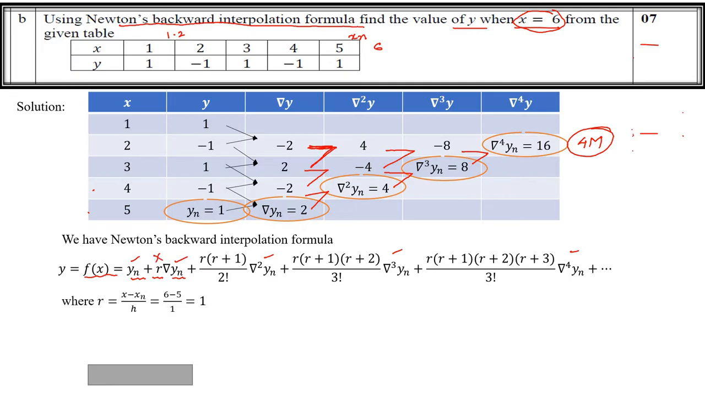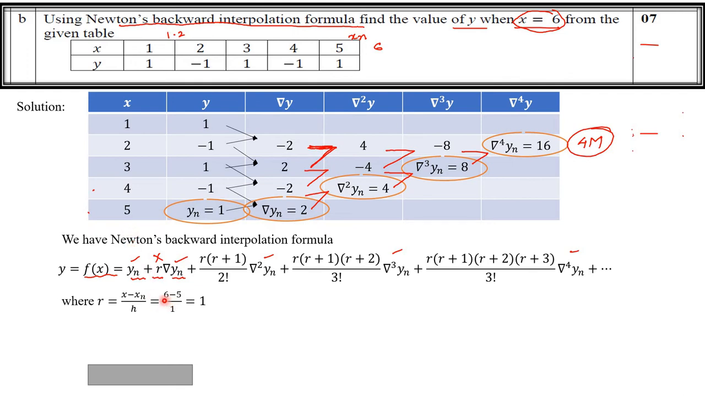To find the value of r, we have a formula: x minus xn by h. We have the value of x, which is given as x equal to 6, and xn is 5. And h is the step size of each interval. Here the step size is 1, from 1 to 2, 2 to 3, 3 to 4, 4 to 5. The difference of each step in the x interval is 1. So therefore h equals 1.